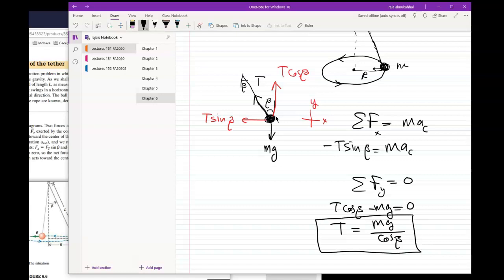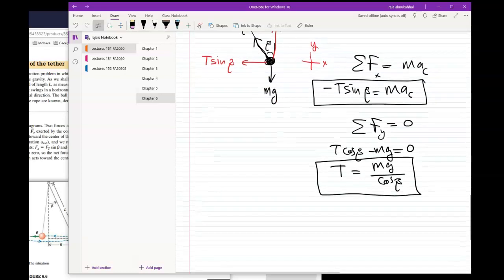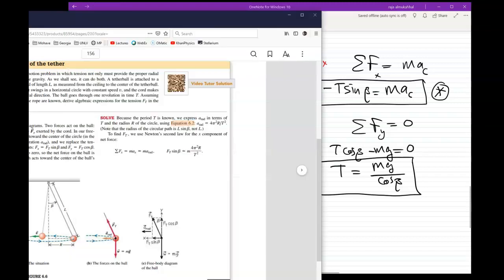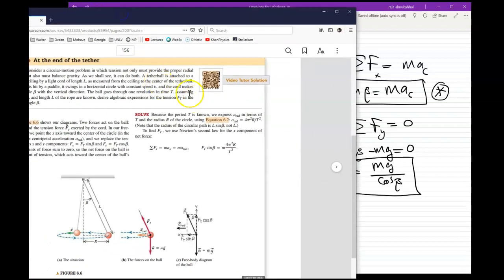Got it? All right. Now, go back to this. I started with this equation right here. I want to work with this equation, yes. So I'll call it star. So now, back to star. So I have minus T sine beta equals m a sub c. I forgot what he's asking for. I'm sorry. He's asking for the tension. Is that what he's asking for? Assuming derivative algebraic. Yeah, for the tension.